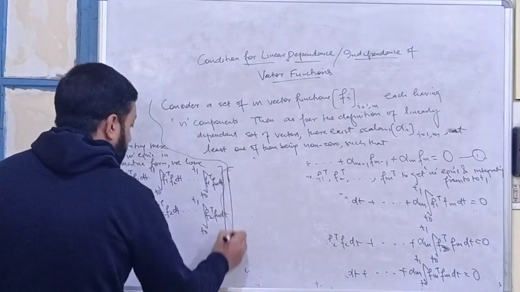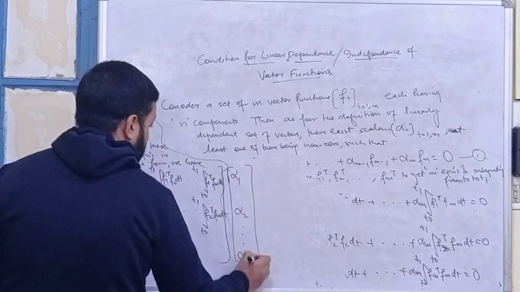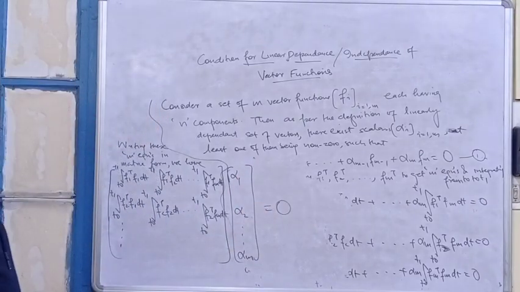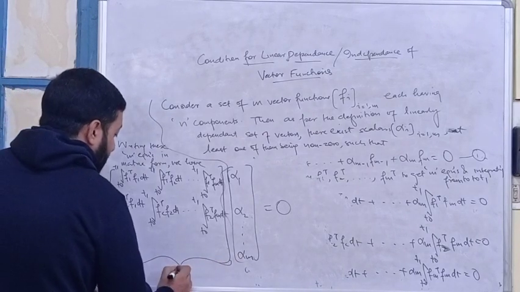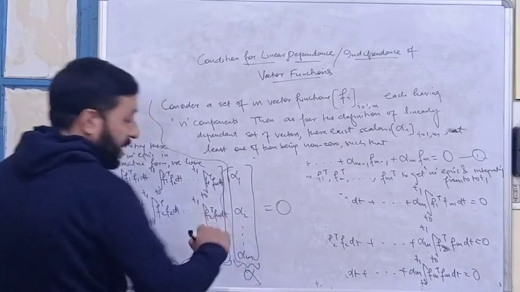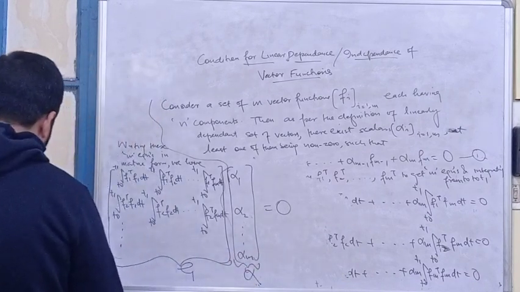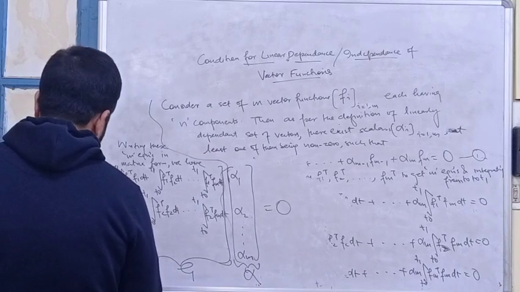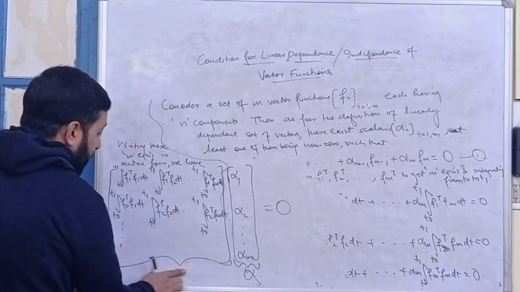Alpha 1, alpha 2, and so on up to alpha m equal to 0. Exactly on the same analogy that we saw in the case of vectors, we see it here. This matrix is G, and this matrix is alpha. So I again get the same equation: G alpha is equal to 0.